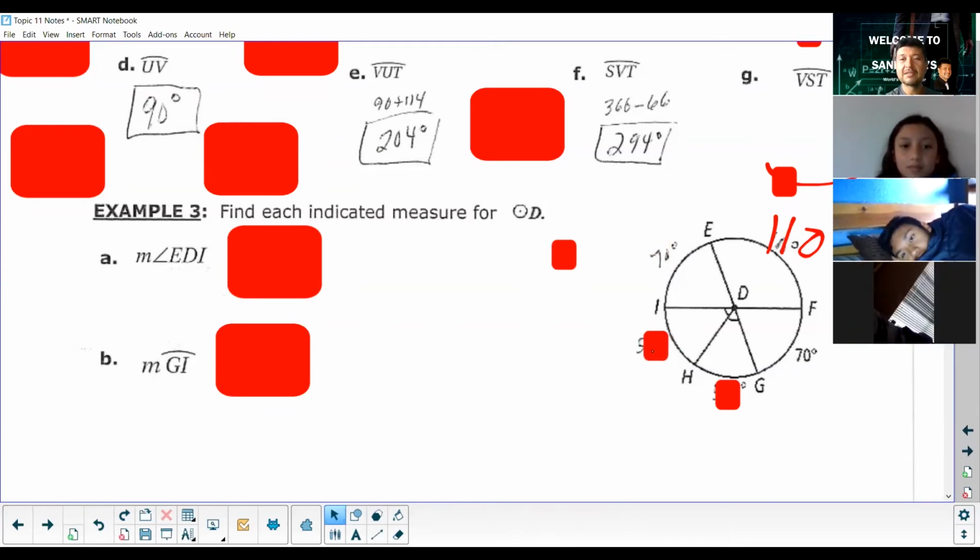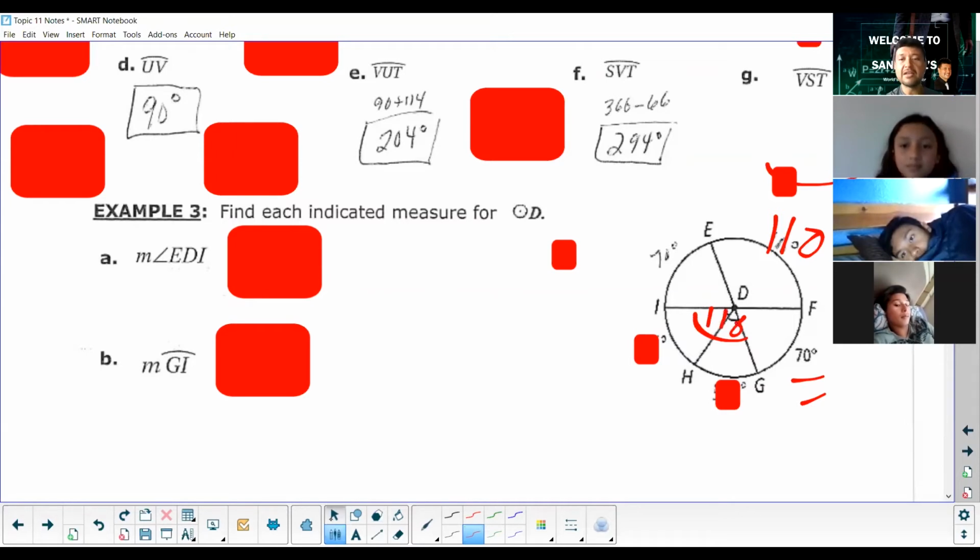Celeste, which is this one? That one? Yes. Actually, we should probably, okay, you see how this one's 70? This has to be a total of 110, right?